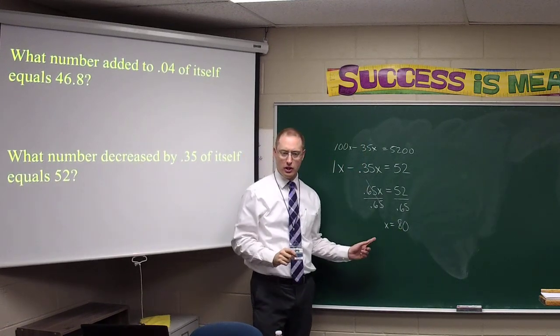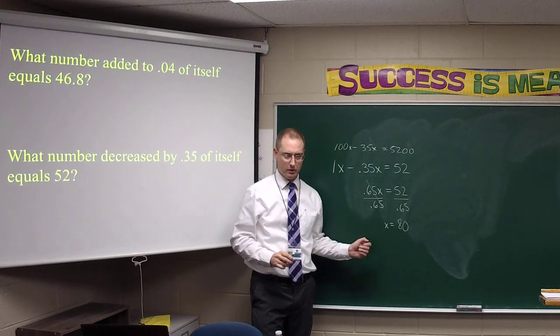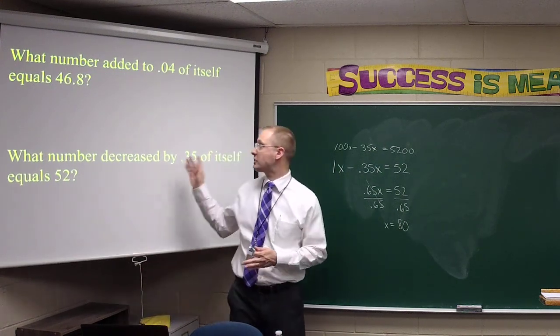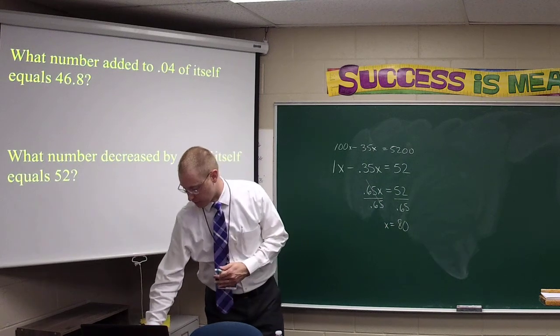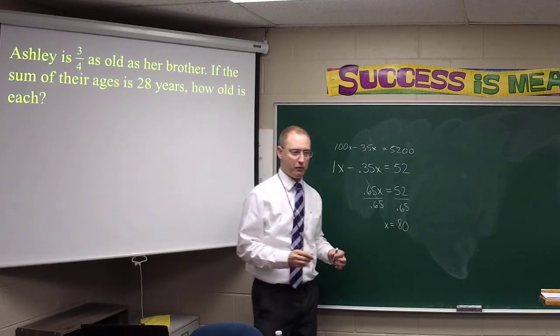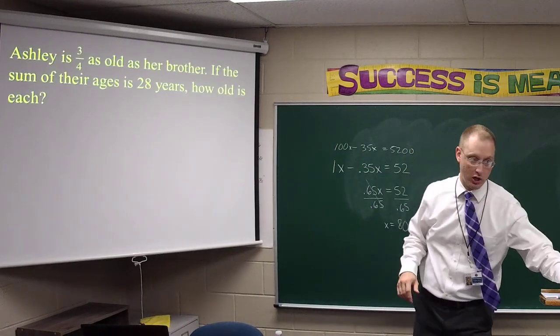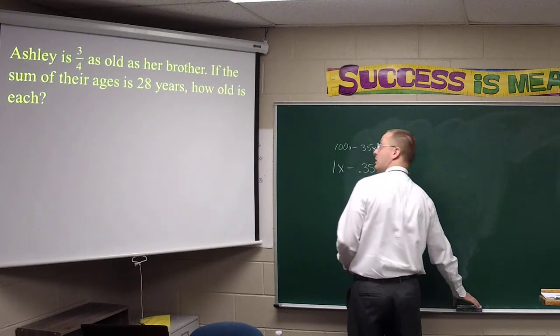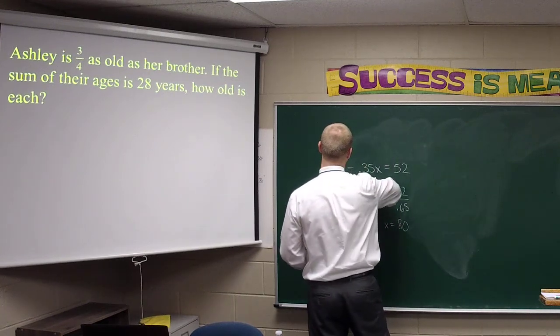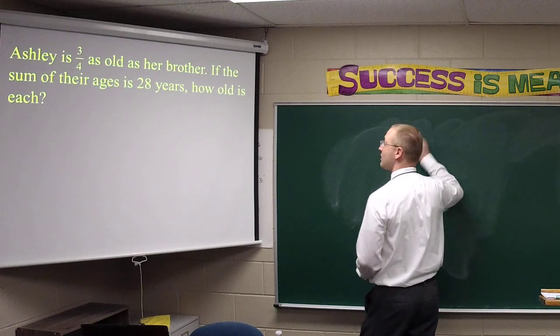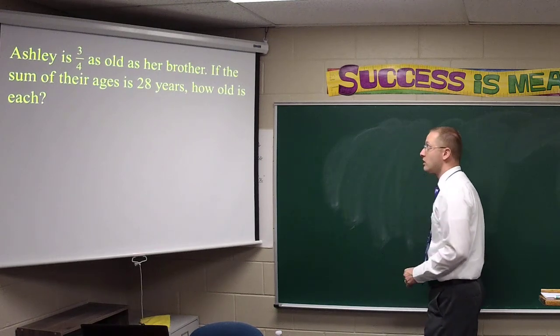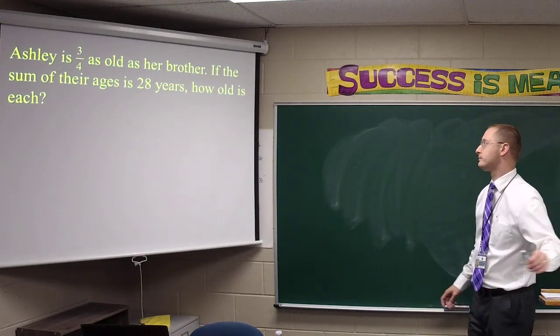All right, questions on this word problem? All right, so something we hadn't really seen before was that itself reference. Wanted to point that out to you. Here's another one for you, and we don't have an Ashley, but we have an Audrey. So Audrey, if you'll read this for us. Ashley is 3/4 as old as her brother. If the sum of their ages is 28 years, how old is each?